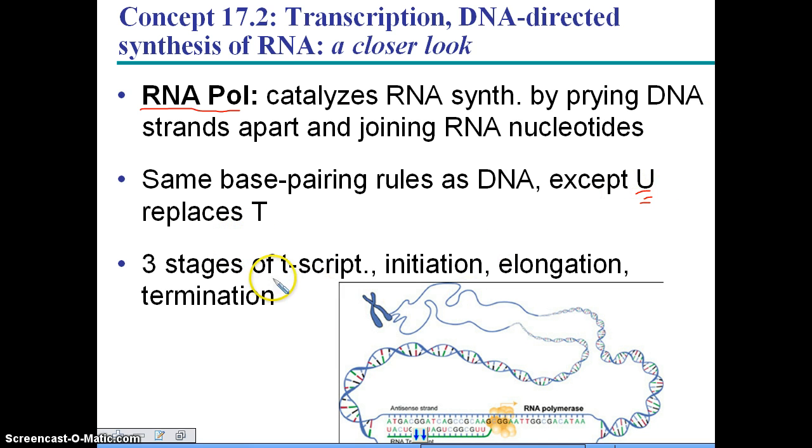Now, transcription occurs in 3 stages. There's initiation, so we start to make the new chain. Elongation, so we make the actual transcript. And then termination, where we stop making the RNA molecule.